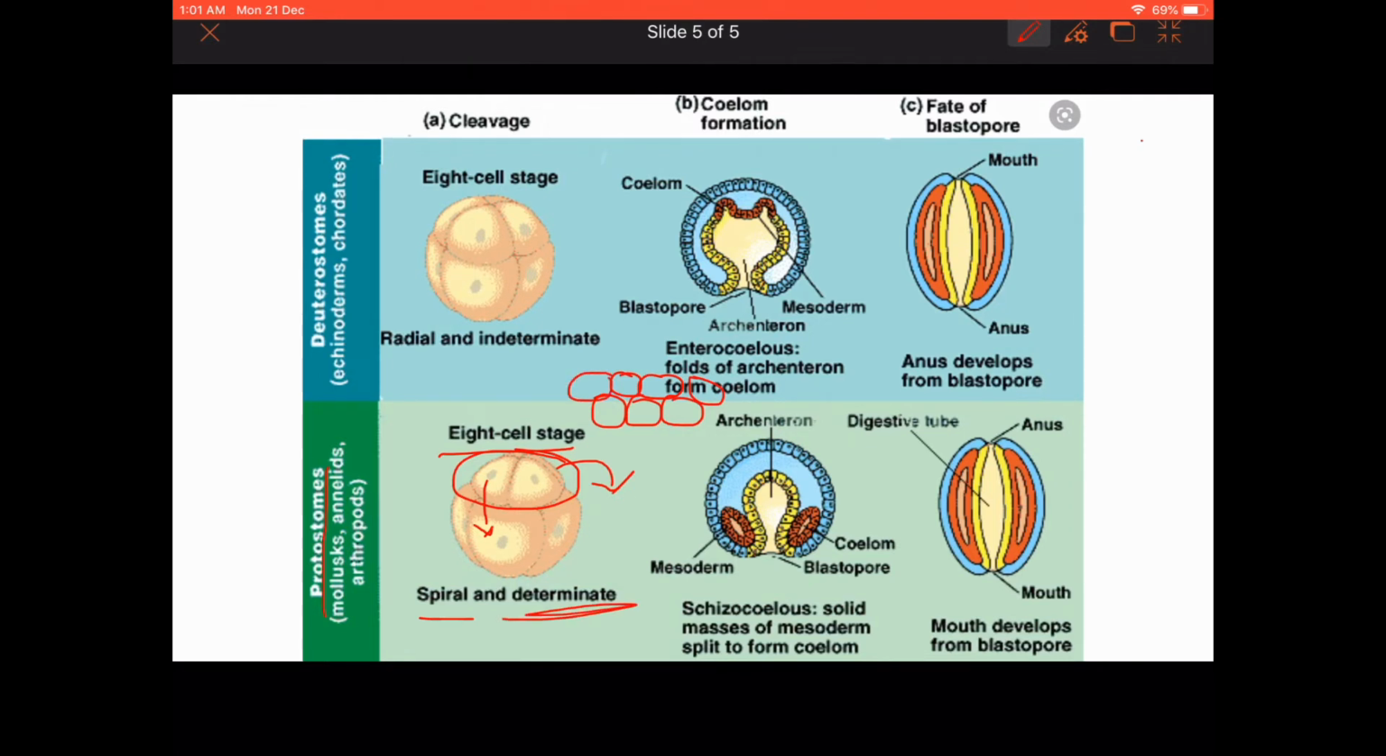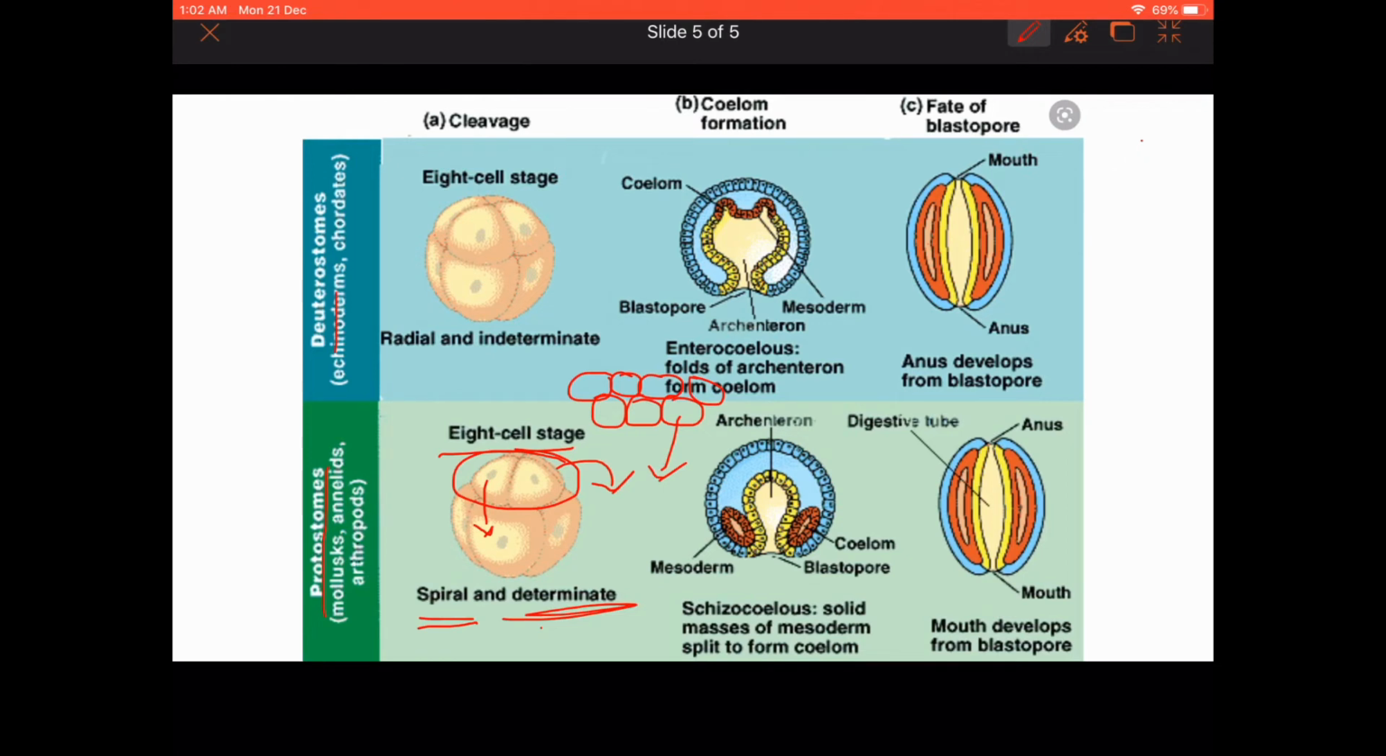Determinate means the fate of the cells is fixed at a very early stage, and if you separate these blastomeres at this stage, then it will not lead to the formation of a complete embryo, because its fate has already been fixed that this blastomere will form this part of the embryo. So all the protostomes have spiral and determinate cleavage.